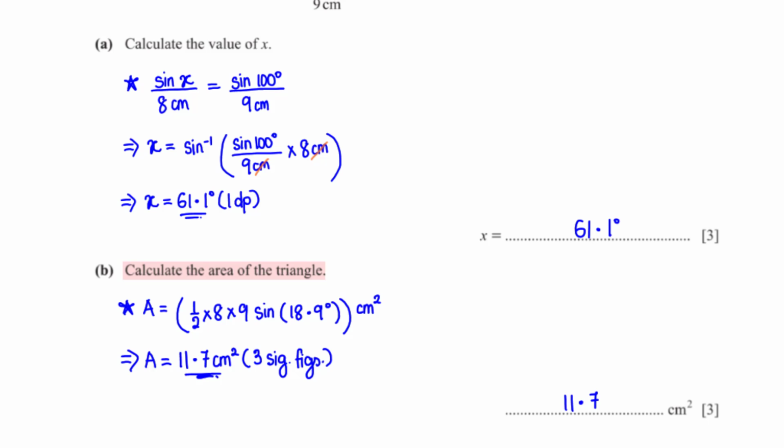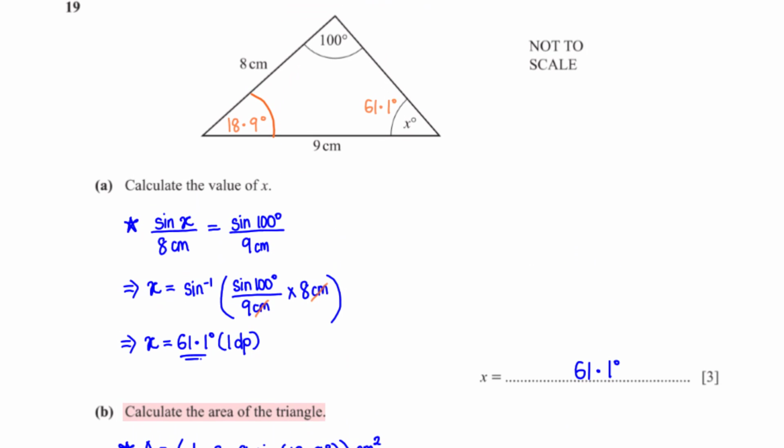Calculate the area of the triangle. We can use the formula half ab sine theta, where theta is the angle between the lengths a and b. In this case, we know two side lengths of the triangle, which are 8 centimeters and 9 centimeters, but we've not been given the angle between these two lengths.